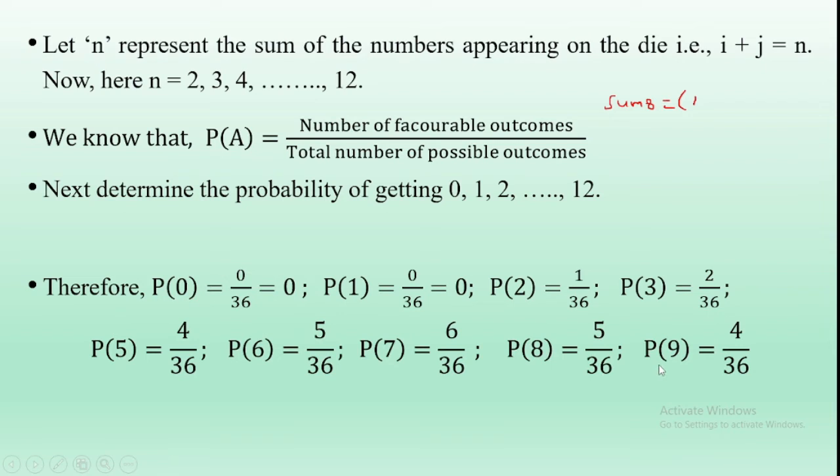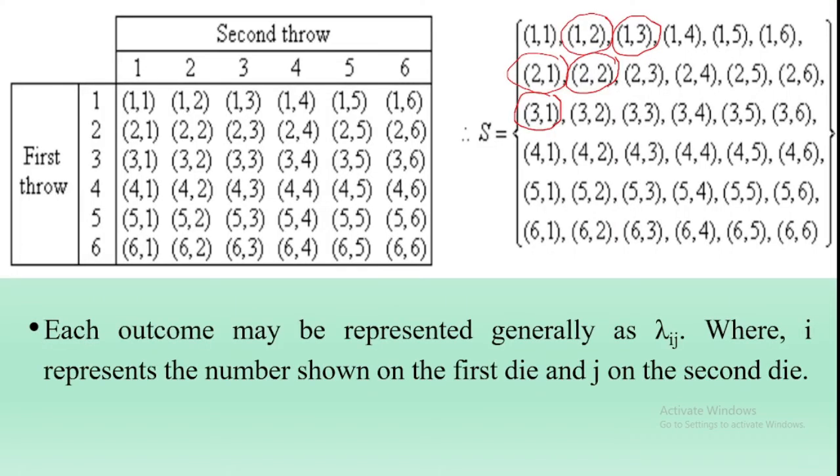And the probability of 9. Rolling a pair of 2 dice, the possible combinations for getting a sum of 9 are: this is one combination, this is the second combination, this is the third combination, and this is the fourth combination. So the favorable outcomes are 4 and the total outcomes are 36. The probability of 9 is equal to 4 by 36.